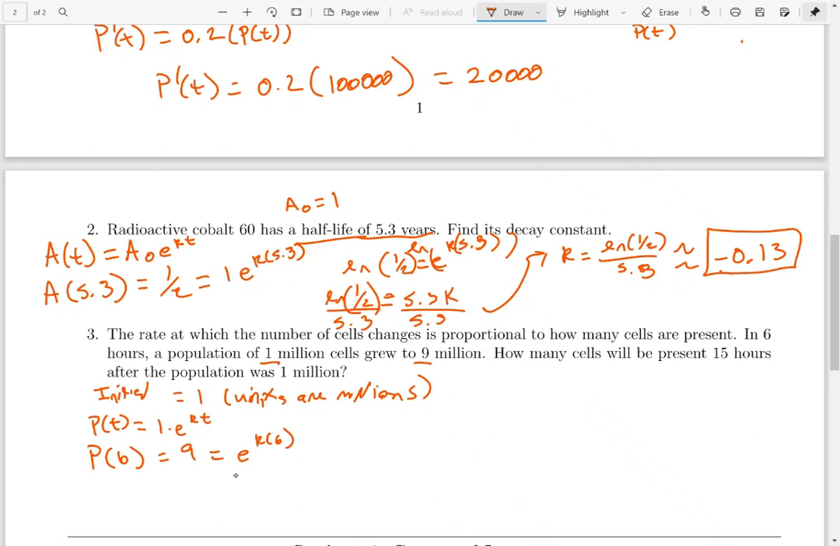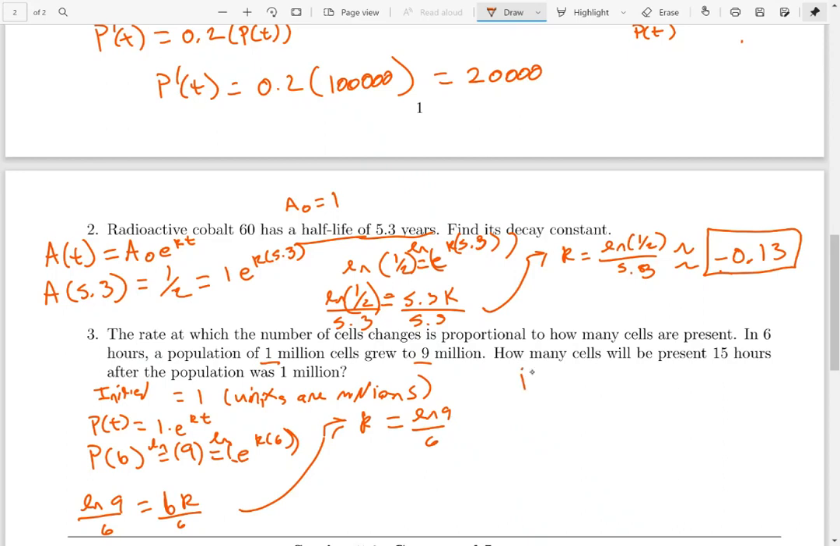And so now I can solve for k, take the natural log of both sides. That's going to be the natural log of 9 is equal to the natural log of e to the 6k, divide by 6, divide by 6. We get that k is equal to the natural log of 9 divided by 6. Now, because we're dealing with these units of millions, I want to be really careful because the error could show up pretty bad. And so I'm going to use the exact value for the constant k, which is the natural log of 9 over 6.